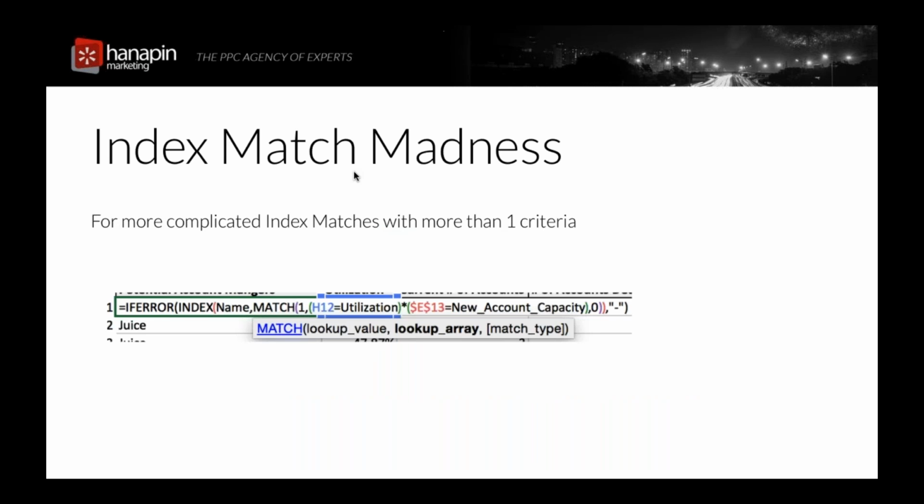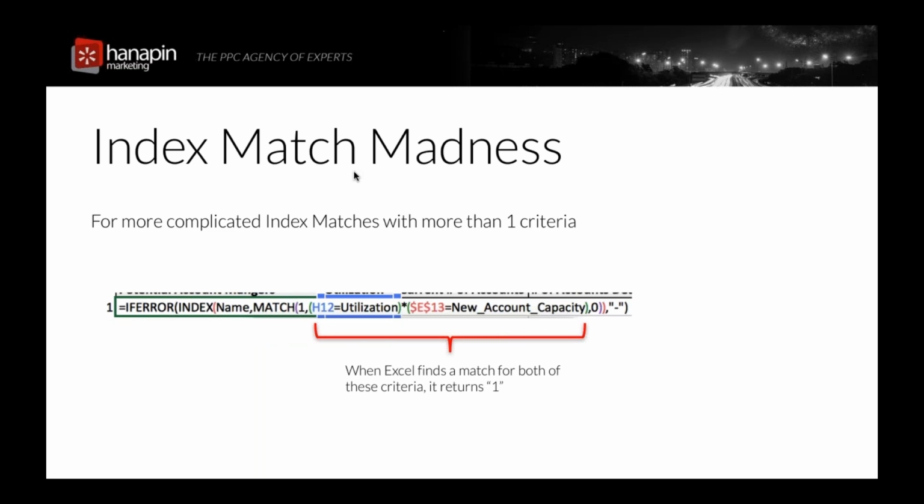And if you're using a more complicated INDEX MATCH with more than one criteria, this is a great way to do it. You'll notice this one looks a little bit different. Within our MATCH function, you're actually looking up the value 1. And what we are matching that one to is actually two different arguments multiplied together. Here we want to look for a cell that matches the utilization and a cell that matches the new account capacity. This example was pulled from an internal document we use to do account assignments for account managers here.